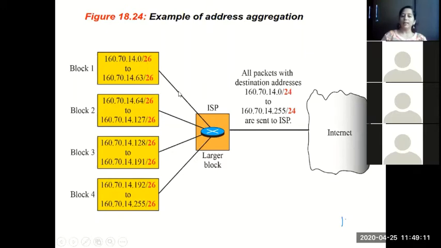So how many addresses are there in this block? 0 to 63, which means 64 addresses. Similarly, block 2 has first address .64 to the last address .127, which is another 64 addresses. Block 3 has .128 to .194, another 64 addresses. So there is an equal division of addresses among the 4 sub-blocks. That means there are 4 sub-blocks in the organization and each of them has 64 addresses.